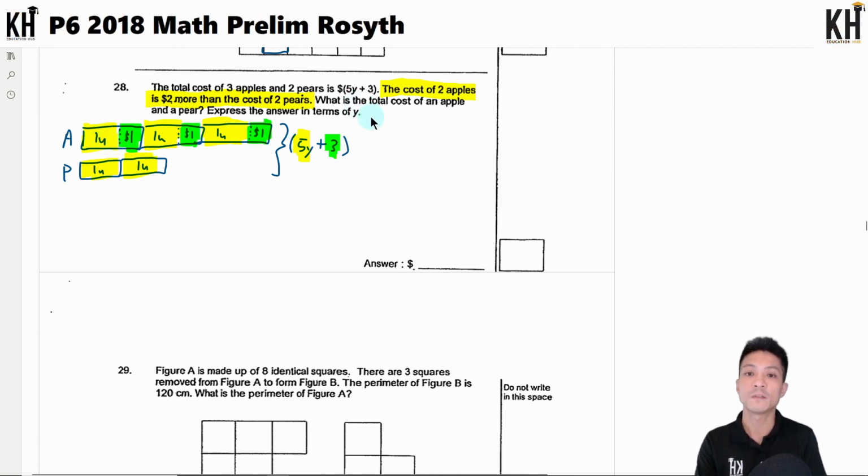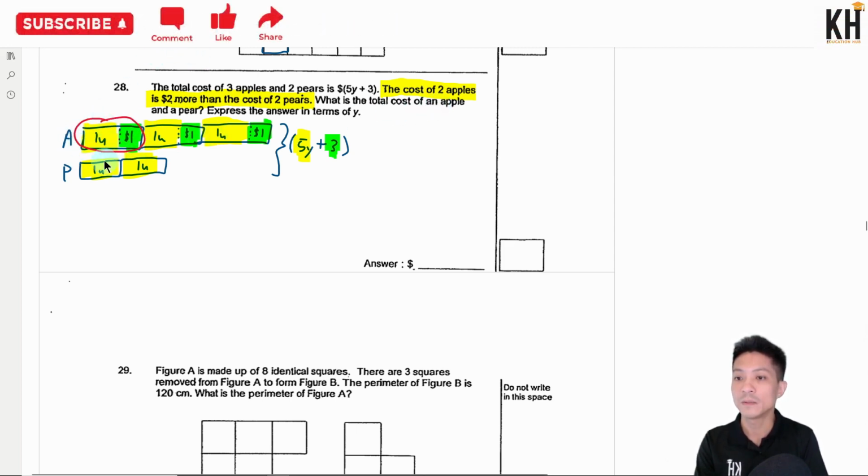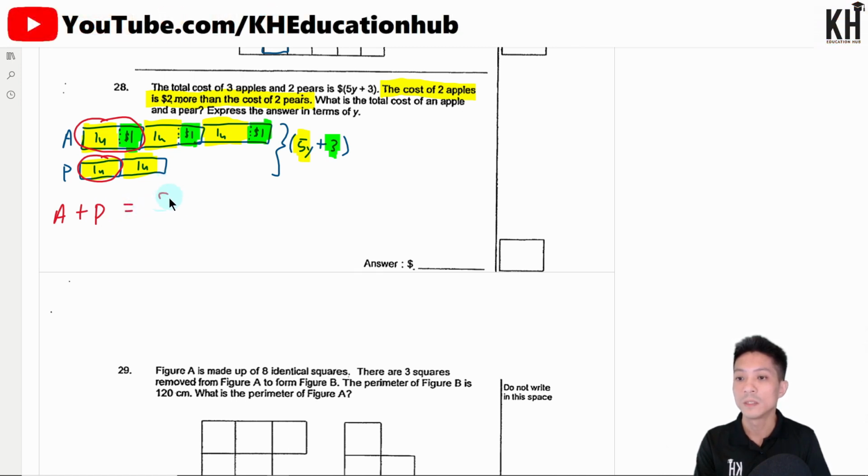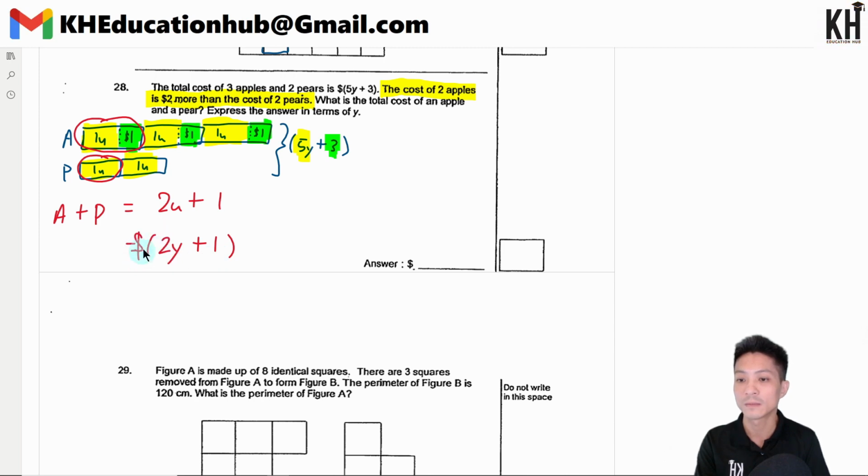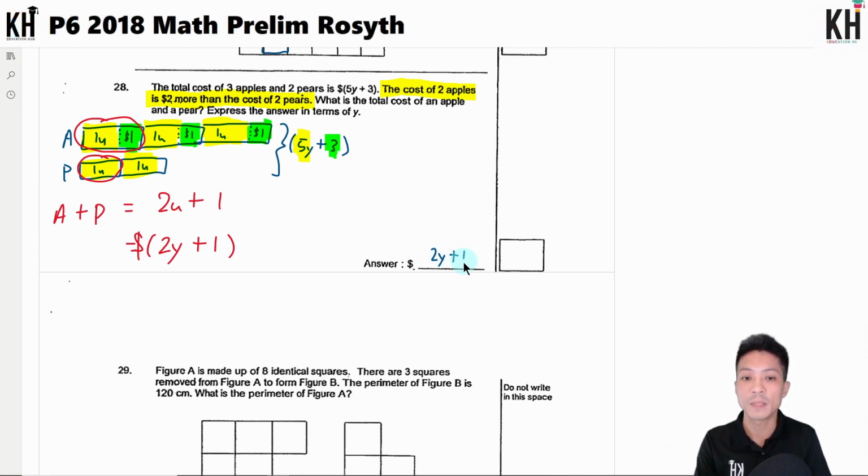Okay, in this case, if I want to find the total cost of an apple and a pear, that means this is 1 apple, this is 1 pear. So an apple plus a pear is actually equal to 2 units plus $1, which is also equal to 2y plus $1. So the answer is 2y plus 1.